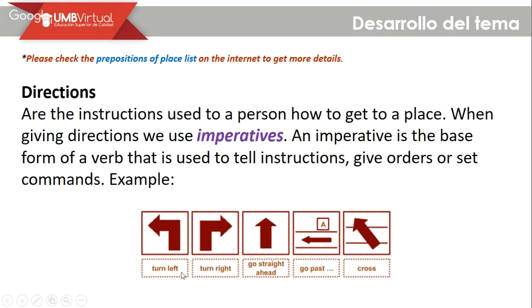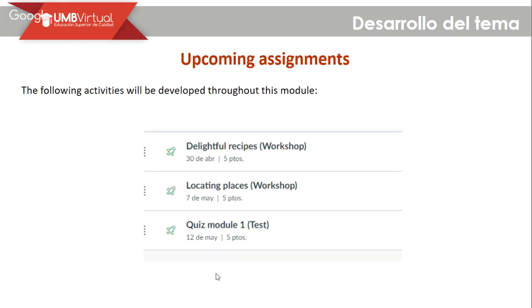Turn left, girar a la izquierda. Turn right, girar a la derecha. Go straight ahead, siga derecho. Go past, pase por. And cross, atravesar, right? So those are like some vocabulary related to directions that you can use when you are talking about giving directions, pretty much.